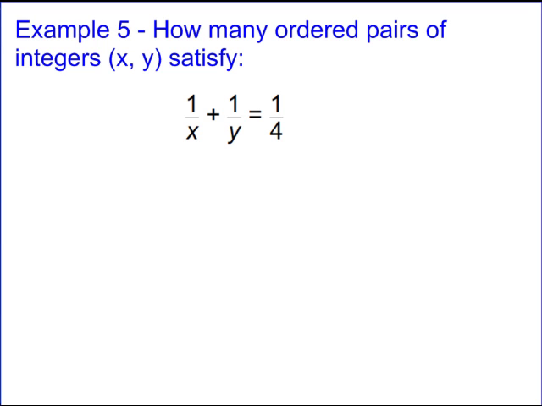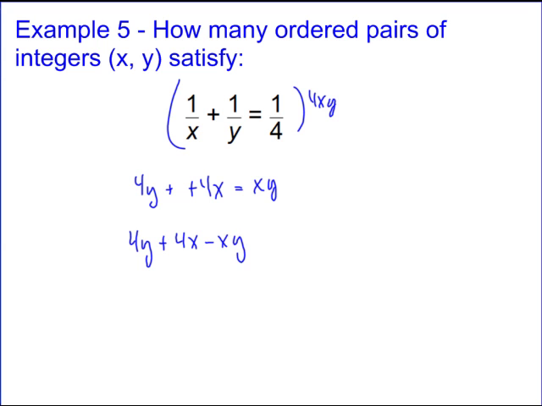Multiply through by the denominators, which is 4xy. That's going to give you 4y plus 4x equals xy, since we're multiplying all this by 4xy. If you subtract the xy, you get 4y plus 4x minus xy equals 0. And we want to solve this equation. Well, to solve an equation, we like to factor. Again, you see how you can factor an x out of this, so you're left with 4y plus x times 4 minus y equals 0.